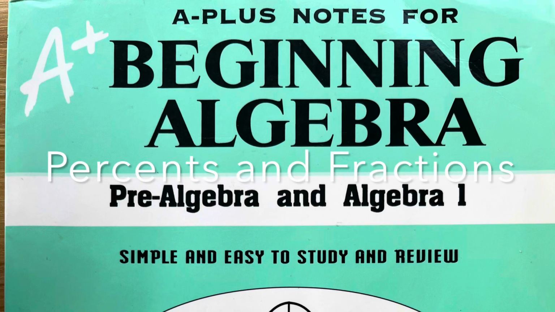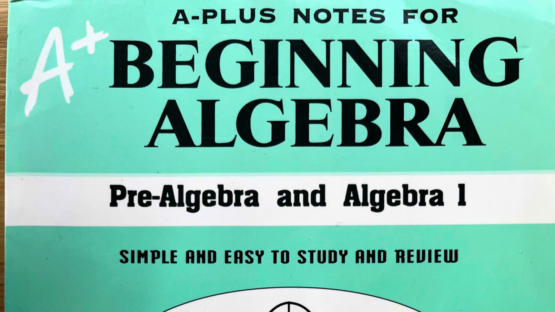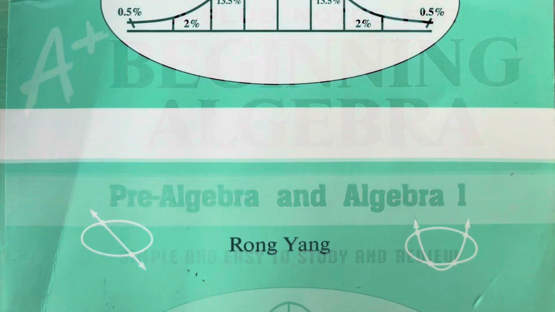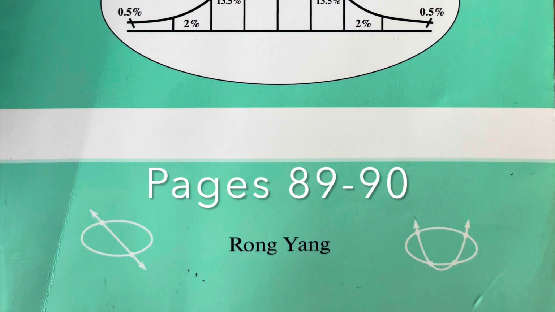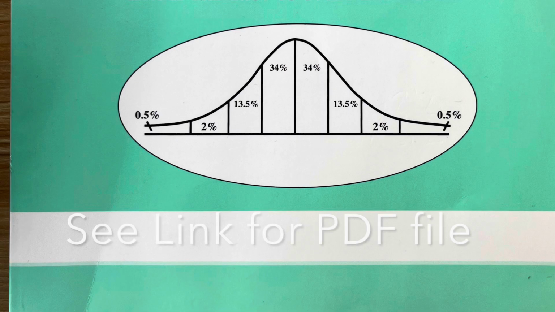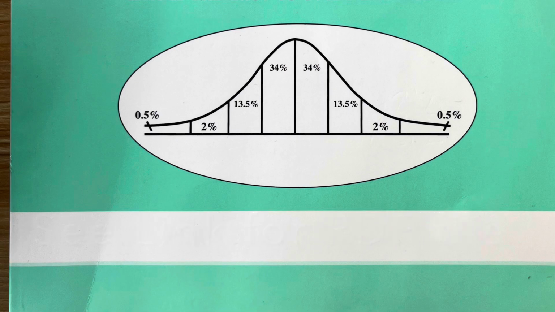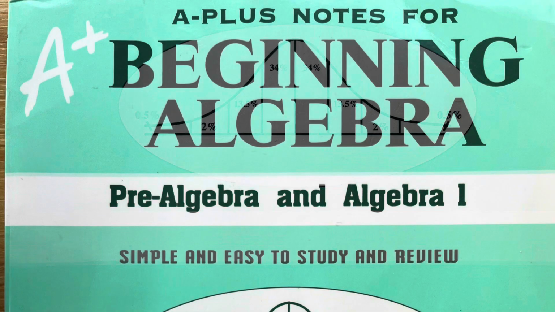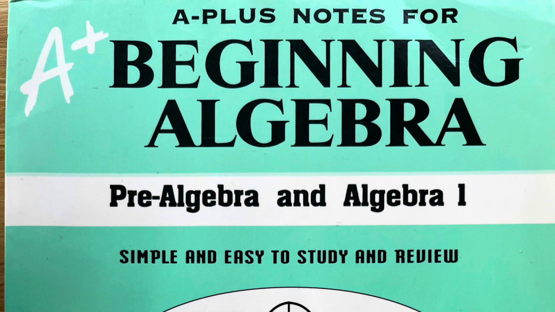Percents and fractions are discussed on pages 89 and 90 of the beginning algebra book. Please look in the description box below this video for a link to the PDF file, which you may use to print out a hard copy for yourself.